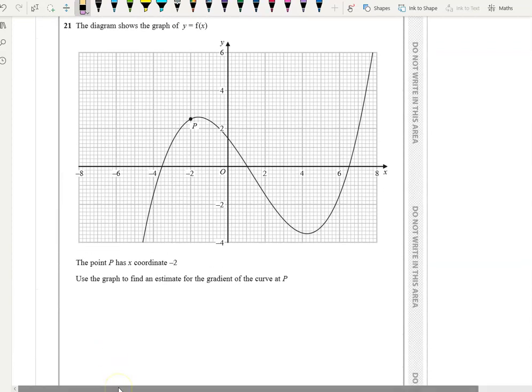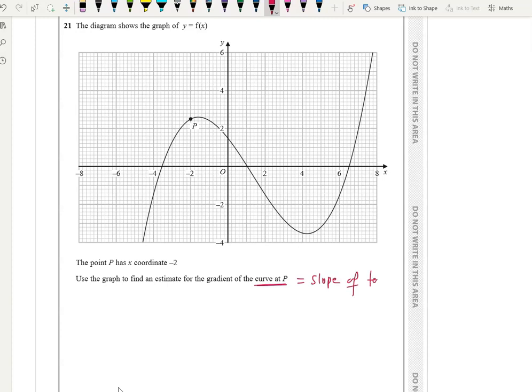The diagram shows the graph of y equal to f of x. The function is not given to us, only the graph is given. Point P has x coordinate minus 2. Use the graph to find an estimate for the gradient of the curve at point P. So we need to find the gradient of the curve at point P. Basically it means that you need to find the slope of the tangent at point P. So it is the same as the gradient or slope of the tangent at point P.